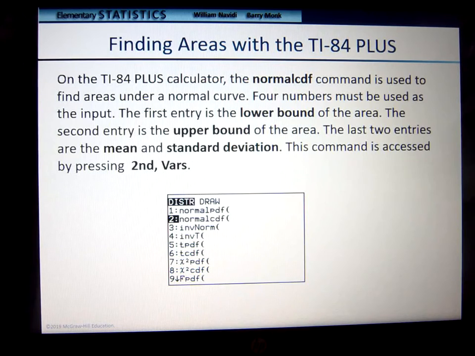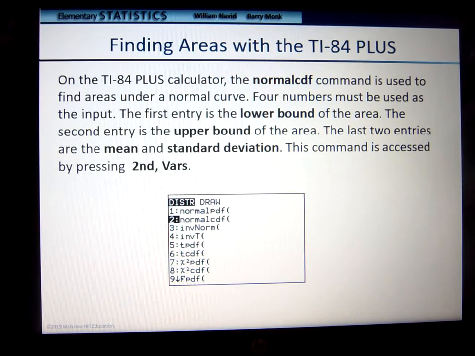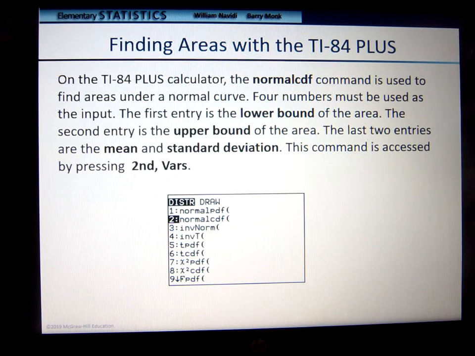We can use our calculator to do this too. The normal CDF command is used to find the areas under the normal curve. 4 numbers must be used in the input. The first entry is the lower bound of the area. The second entry is the upper bound of the area. And the last 2 entries are the mean and the standard deviation.